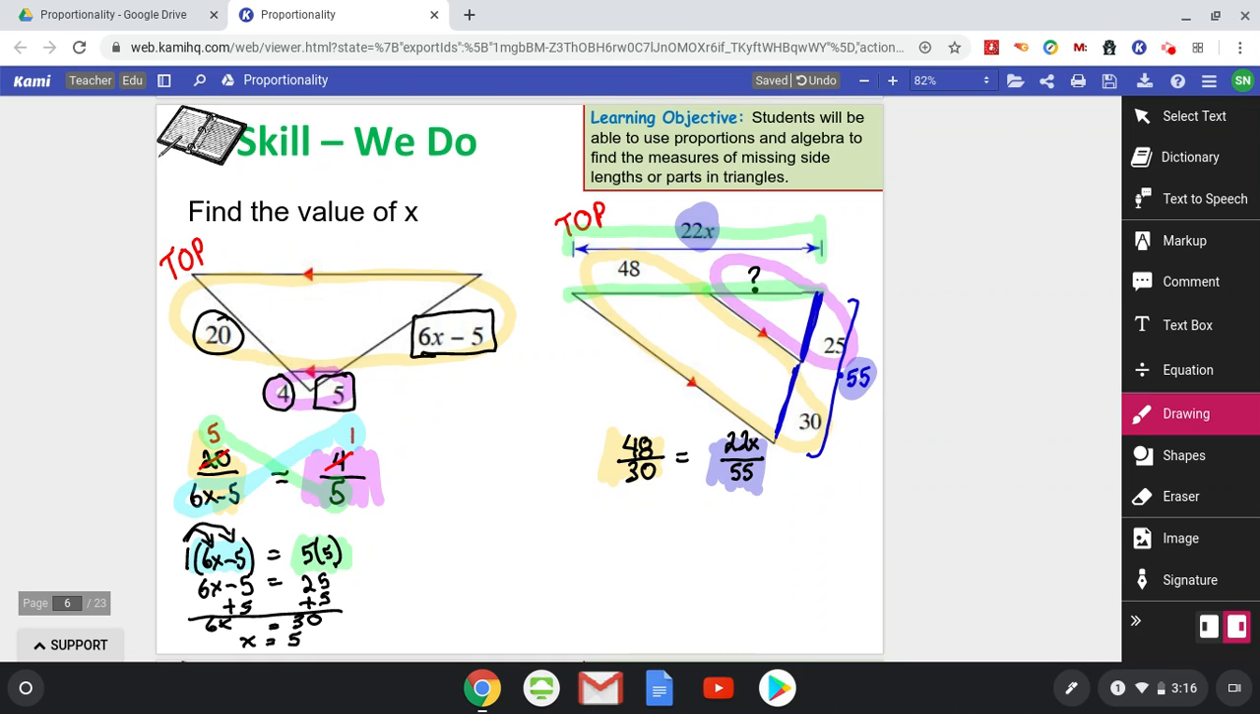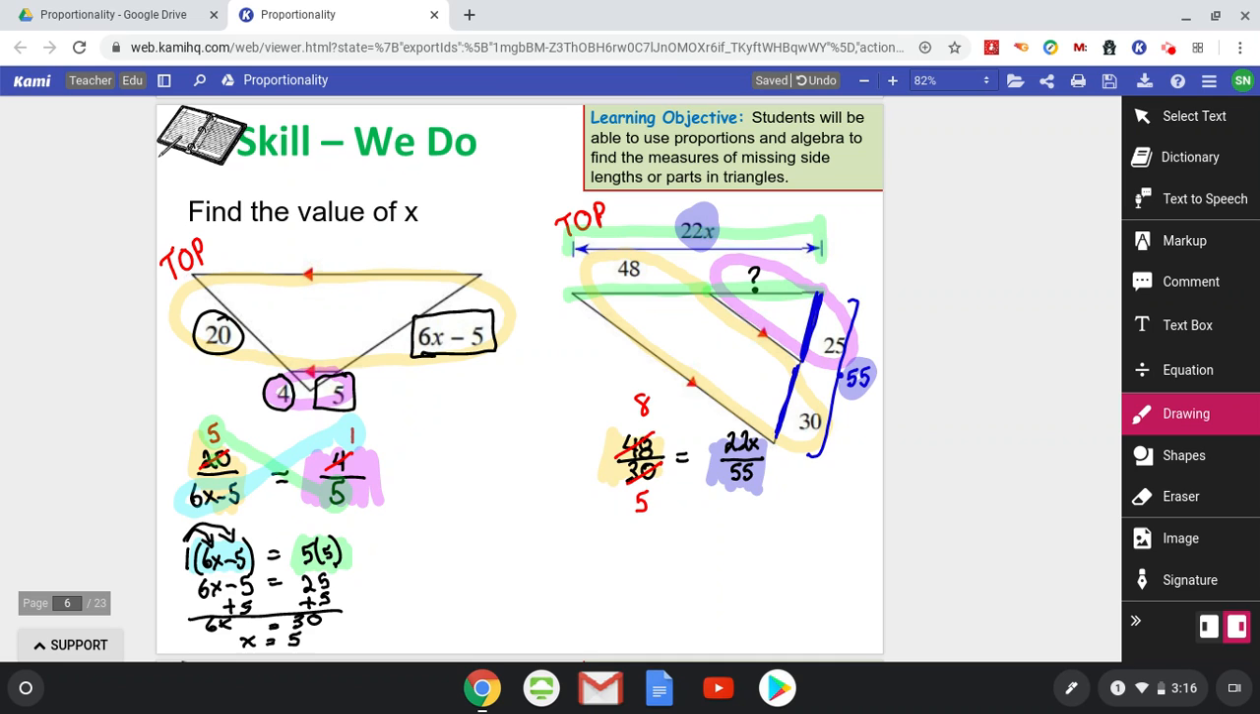We will be simplifying the numbers the same way that we did in the previous problem. So let's start by reducing the numbers if possible. Is there a number that divides both 48 and 30? The answer is yes. We can divide by 6. 48 divided by 6 is equal to 8, and 30 divided by 6 is 5.